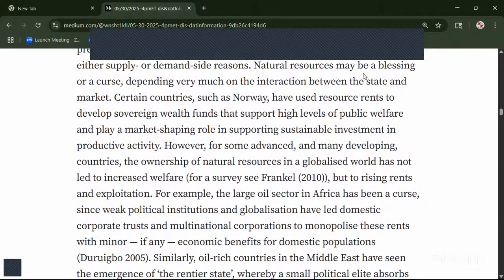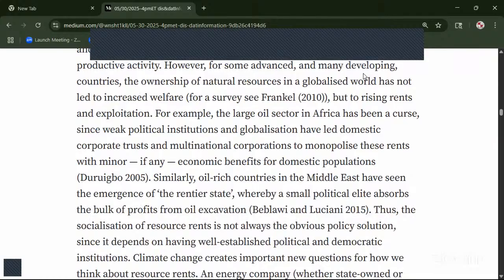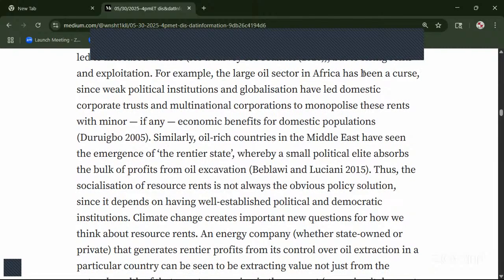For example, the large oil sector in Africa has been a curse since weak political institutions and globalization have led domestic corporate trusts and multinational corporations to monopolize these rents with minor, if any, economic benefits for domestic populations. Similarly, oil-rich countries in the Middle East have seen the emergence of the rentier state, where a small political elite absorbs the bulk of profits from oil excavation. Thus, the socialization of resource rents is not always the obvious policy solution, since it depends on having well-established political and democratic institutions.